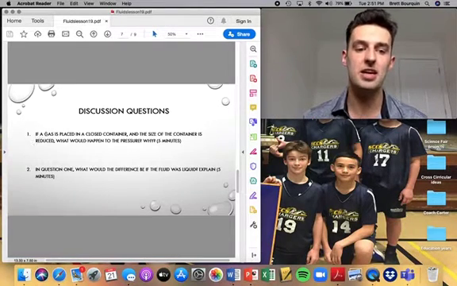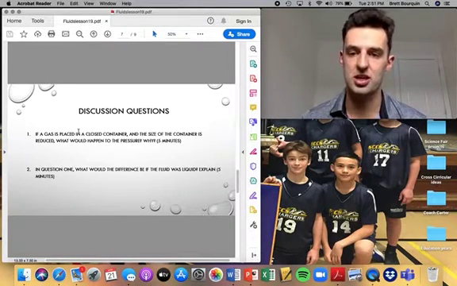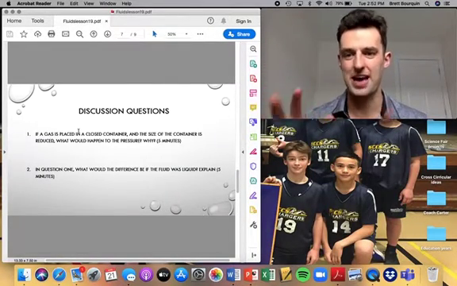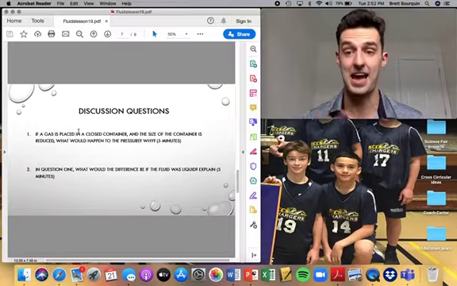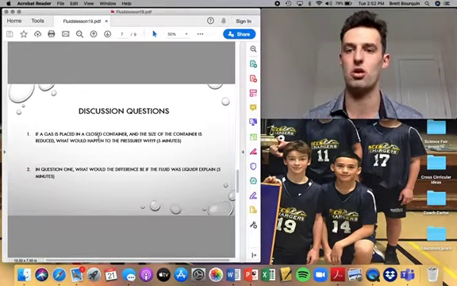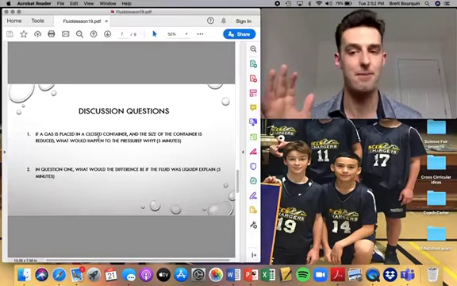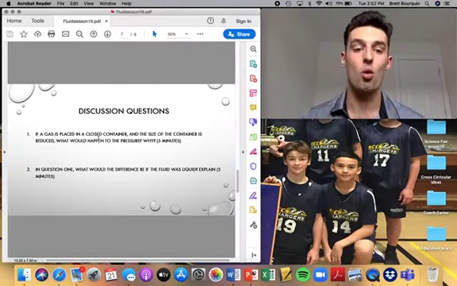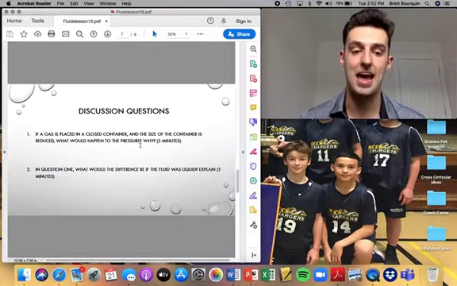If a gas is placed in a closed container, so you put it into a Ziploc bag or a water bottle, a closed container where the gas cannot escape, and the size of the container is reduced, a lot like that experiment where we had the empty water bottle and we wanted to see how much we could squish it down, what would happen to the pressure and why?